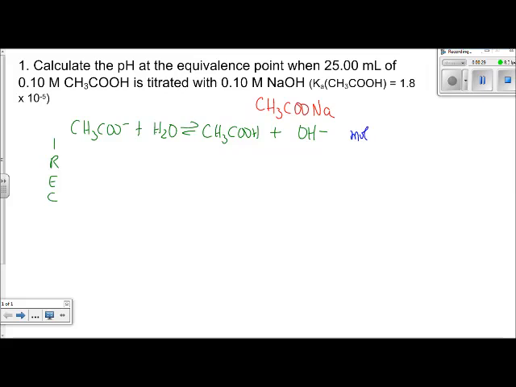So we want to set up our ICE table. What we need is moles of our salt. And the moles of the salt, or moles of acetate, will be equal to the moles of acetic acid that we start with. So we look at our information given above. We find we start with 25 milliliters, or 0.025 liters, at a 0.1 molar concentration. Remember, these are all initial amounts.